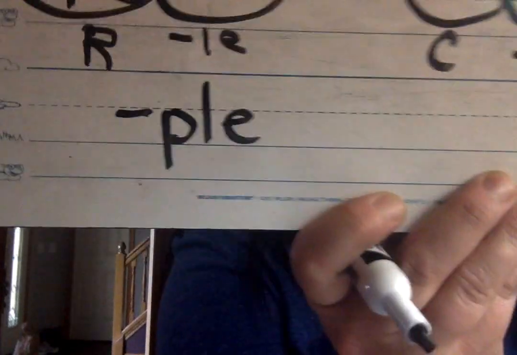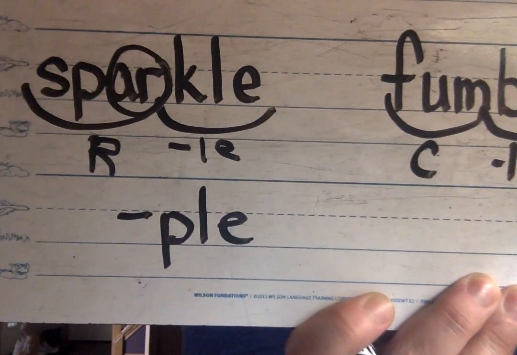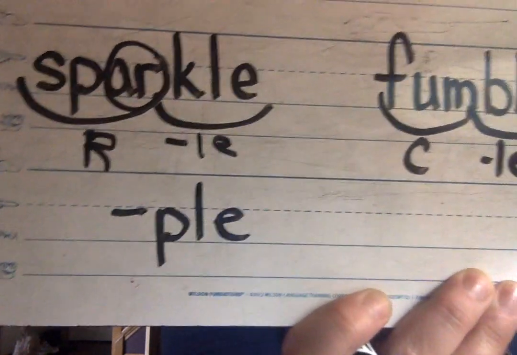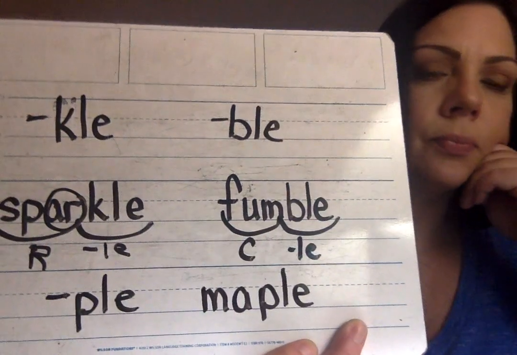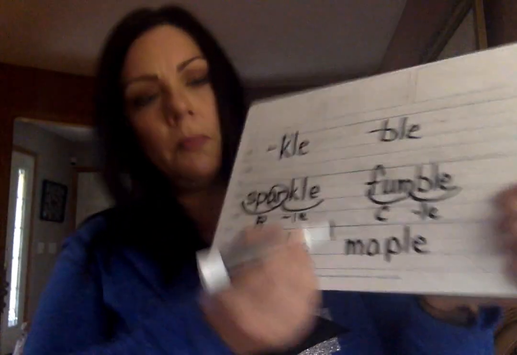Okay, and our last one that we're going to do, I'm going to put at the bottom here, and it's the pull sound. And this one is P-L-E, pull. And I know you can come up with one with this, but mine is going to be maple. Maple. Okay. I'm going to mark my syllable.